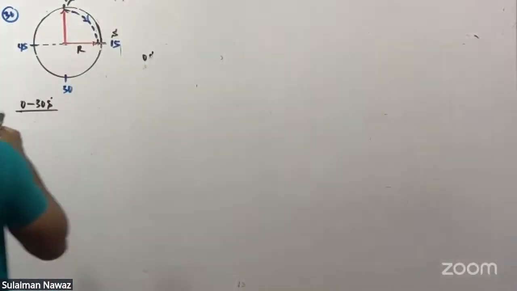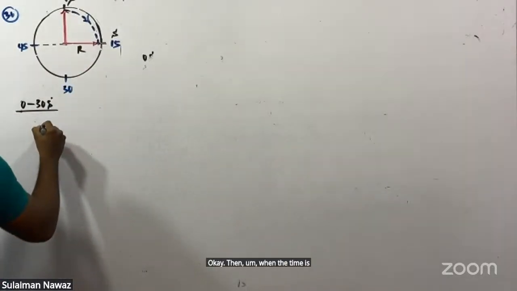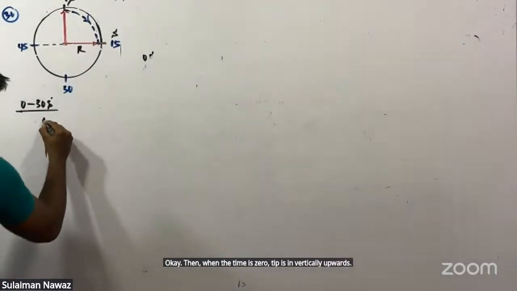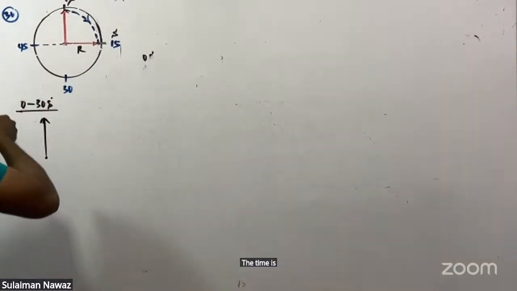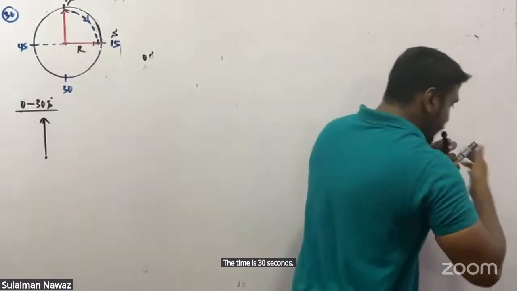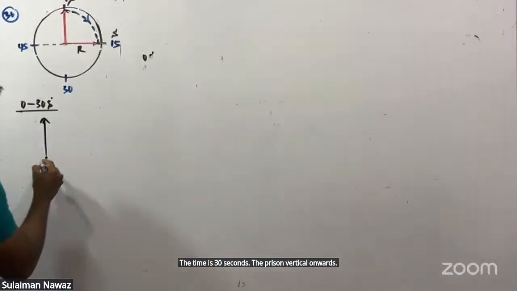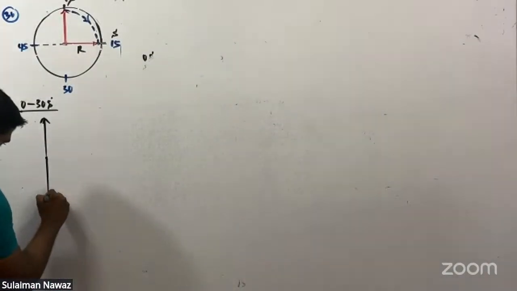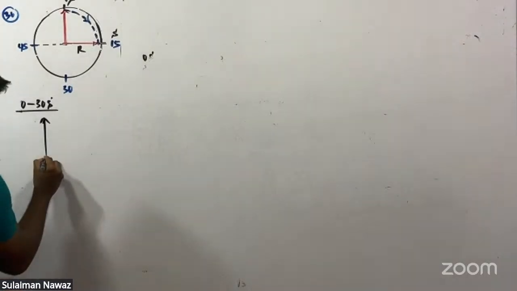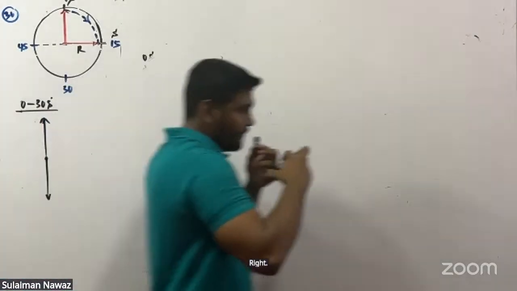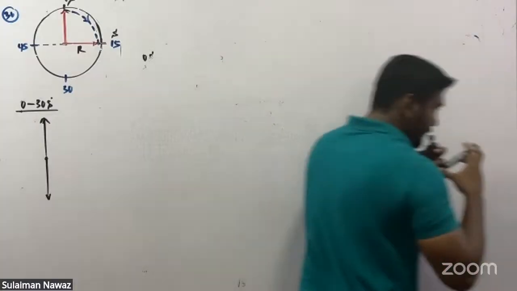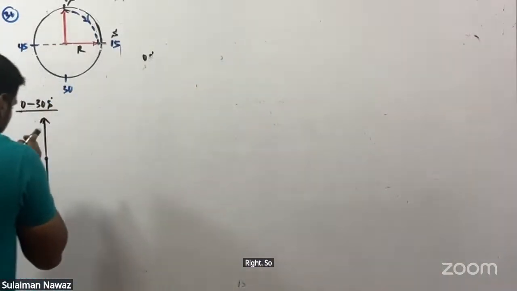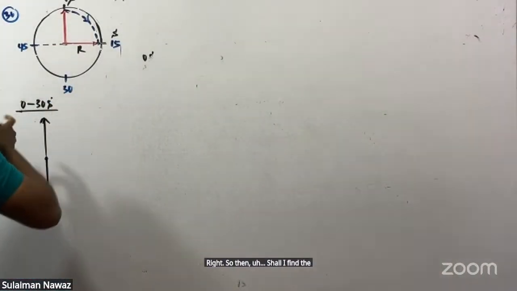Then when the time is 0, the tip is pointing vertically upwards. When the time is 30 seconds, the tip is pointing vertically downwards. Right. So then, shall we find the displacement of the tip?